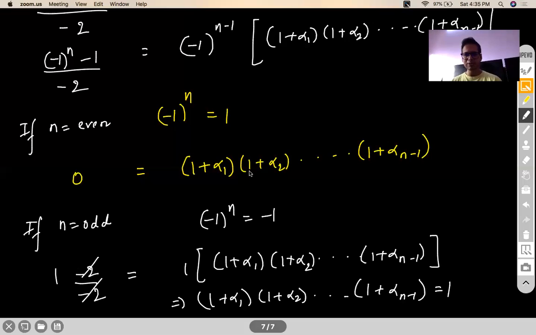That anyways is 1, no Anurag. When n is odd, minus 1 to the power n minus 1 is minus 1 raised to an even power. Even power means it will be 1 only.